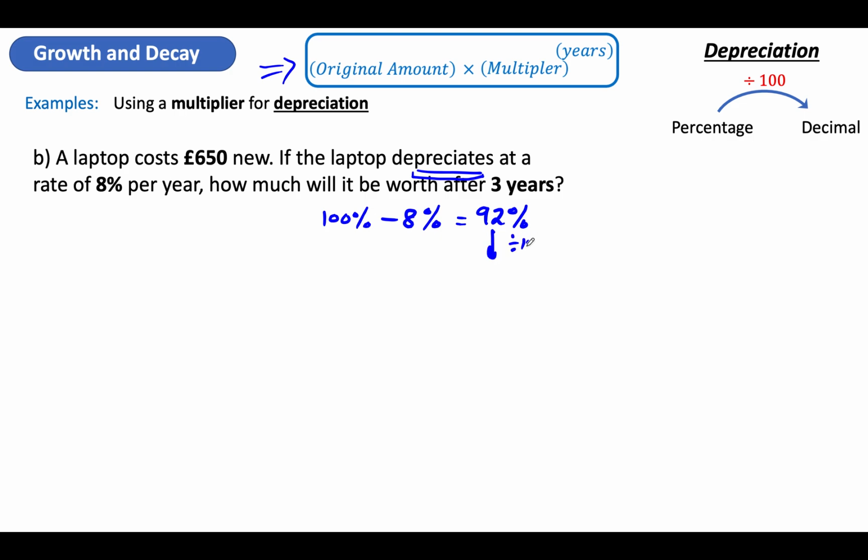So let's divide it by 100 and turn it into a decimal. And that is our magic multiplier. So £650 is my original cost, times by my multiplier, to the power of however many repetitions or years we're using it. And we're doing three years worth here, 8% each year. Let's put it in a calculator. 650 times by 0.92. Press that little button so that you can put the power in.